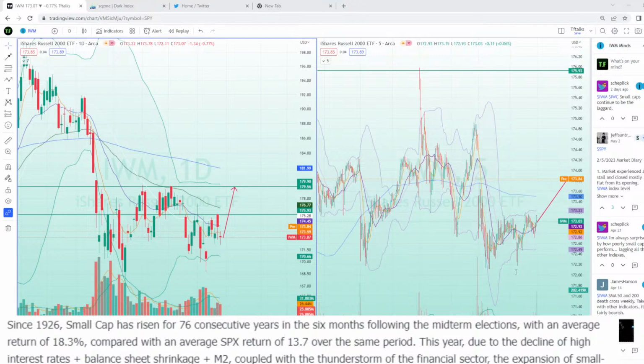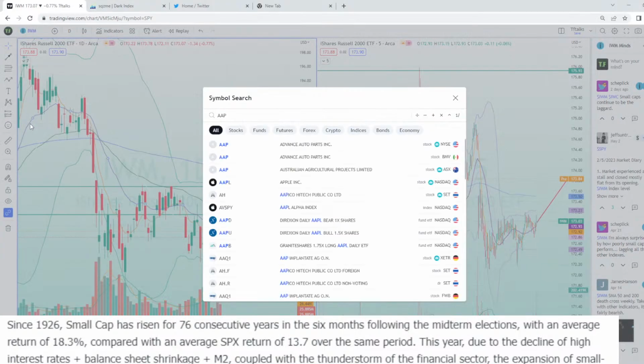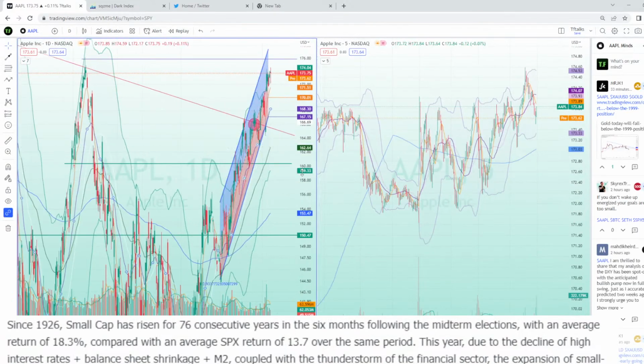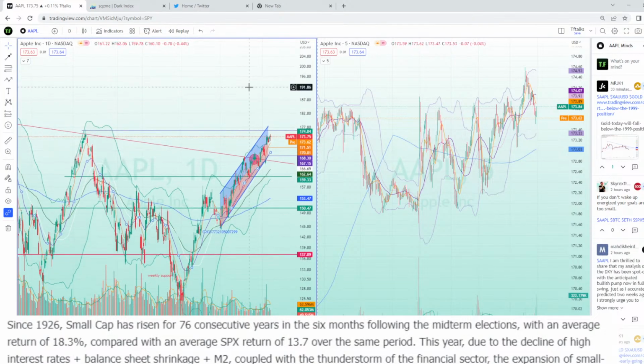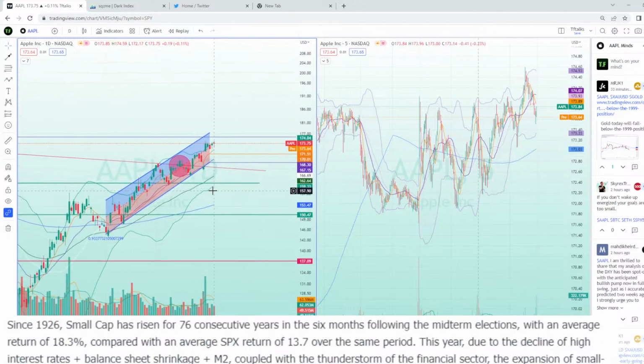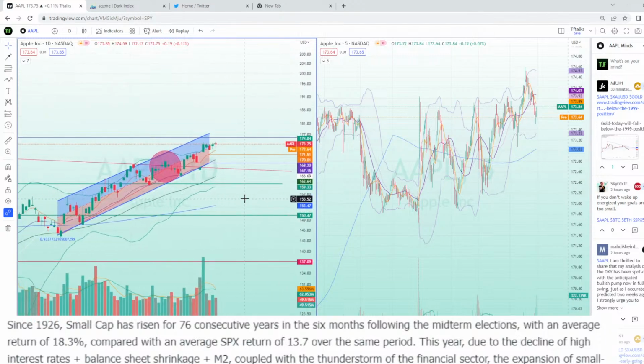I hold Apple positions. My average is 165. Let me see the Apple chart. You are at 165, and currently your position is pretty safe right now. 165 is over here. But I'll give you a suggestion.